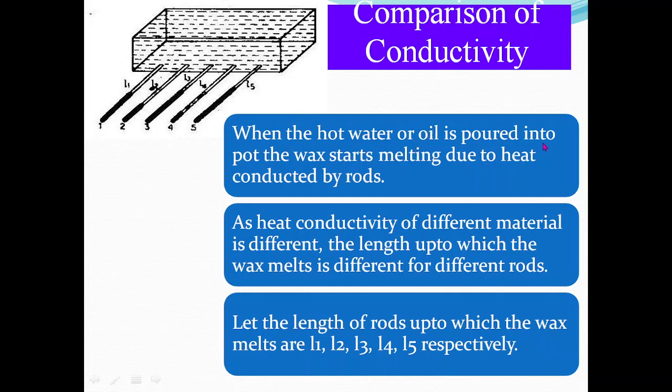When the hot water or oil is poured in the pot, the wax starts melting due to heat conducted by the rods. As the heat conductivity of different materials is different, the length up to which the wax melts is different for different rods. Therefore, L1, L2, L3 are different. The lengths of the rods up to which the wax melts are denoted as L1, L2, L3, etc.